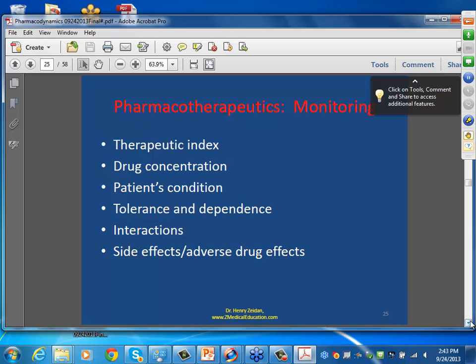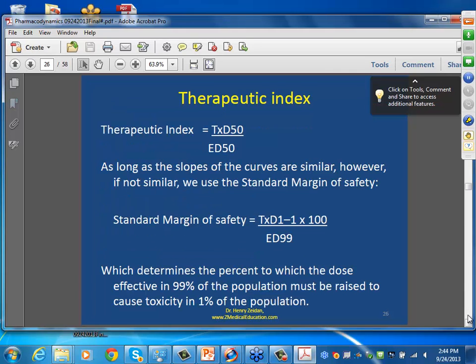So that's the terminology. There's some stuff that we dealt with last time, so I'm not going to spend lots of time on that: therapeutic index, drug concentration, tolerance and dependence, interactions, side effects or adverse drug effects. Let's just go through the mathematical manipulation of therapeutic index so you can have a clear idea about it. Always keep in mind the patient's health history. Keep in mind drug-drug interactions. Keep in mind age. Keep in mind possible side effects and adverse effects.